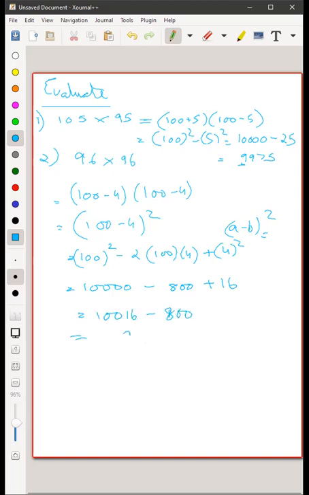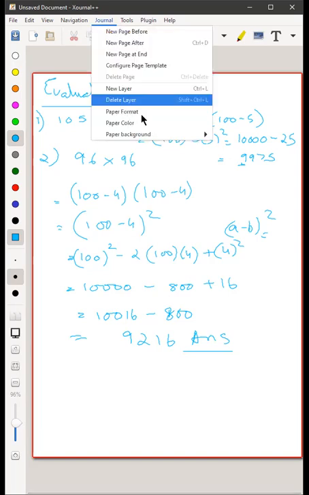So these are all identities which we have learned, applying it in different ways. Anyone has a doubt here? Okay, let's go on to another question.